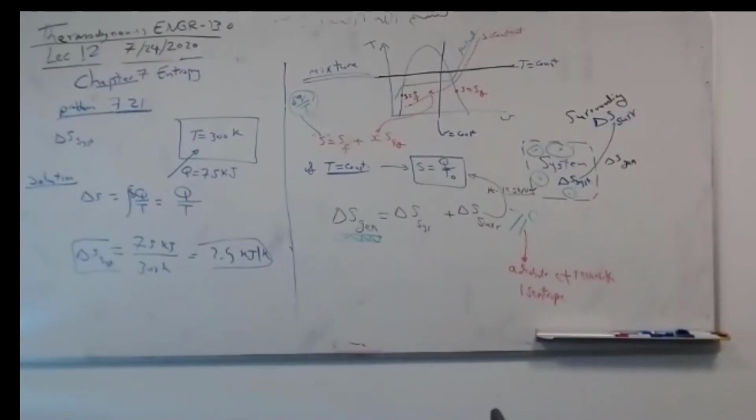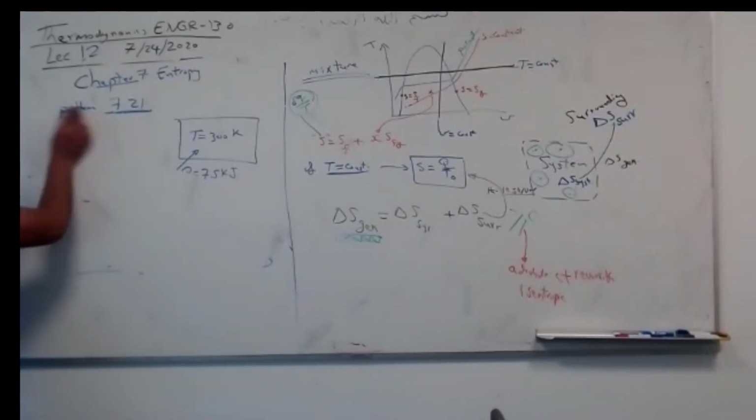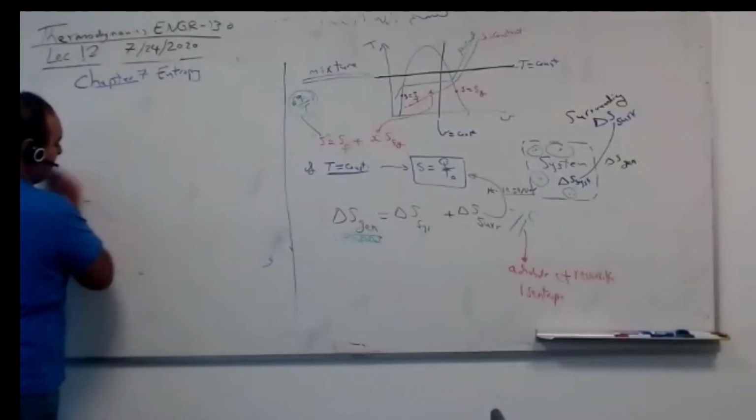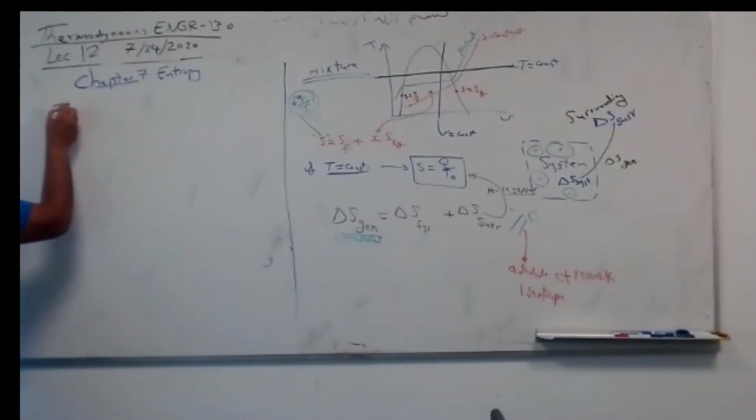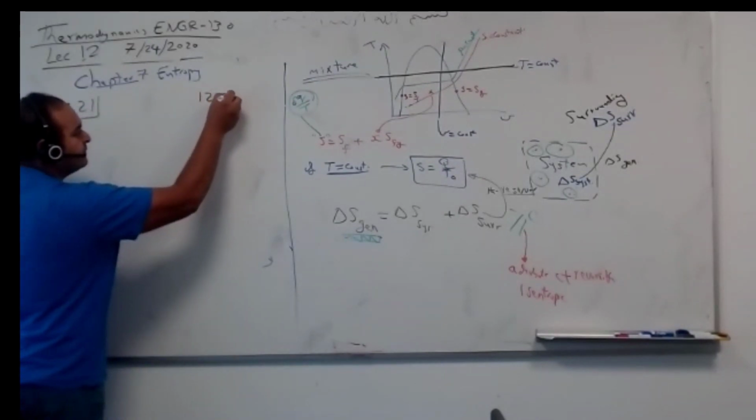So he said the heat goes from the hot to the cold. Let's draw it in the simplest way. I'll keep delta S generation now because we want it. Let's redraw this again. Problem 721, guys. If you read it with me, he said 1200 Kelvin.